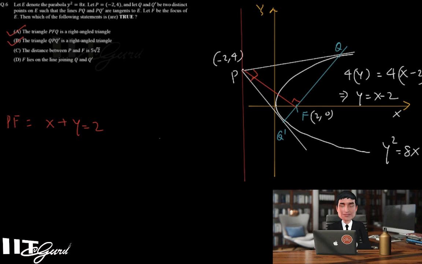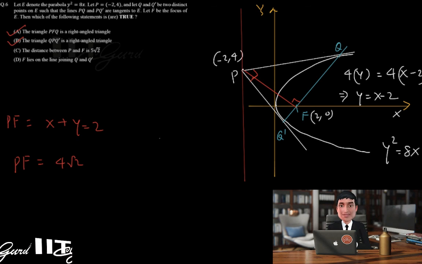But what about C? We can find PF here by using these two coordinates. By using the distance formula, you can evaluate it. Minus 2, 4 and 2, 0: x1 minus x2 whole square plus y1 minus y2 whole square, and you will find 4 root 2, but here it is 5 root 2. So option C is wrong.